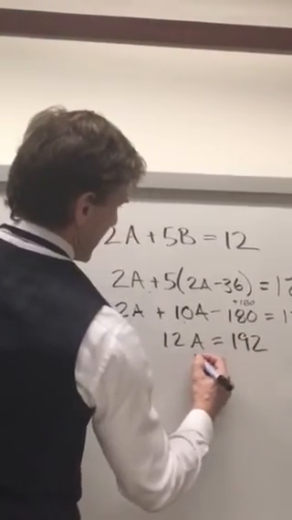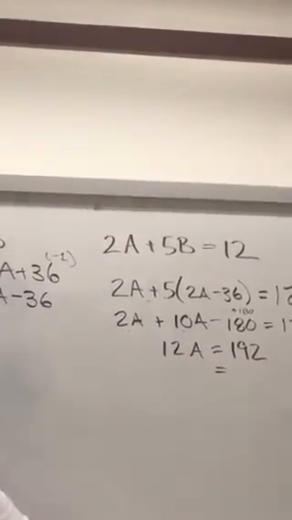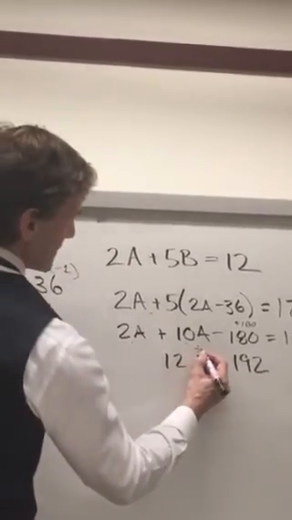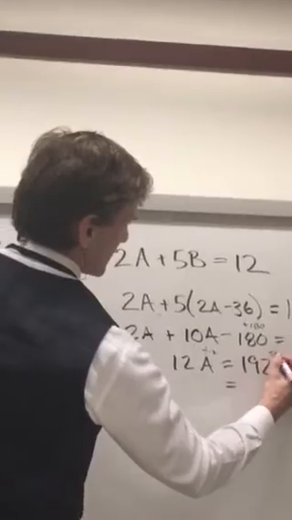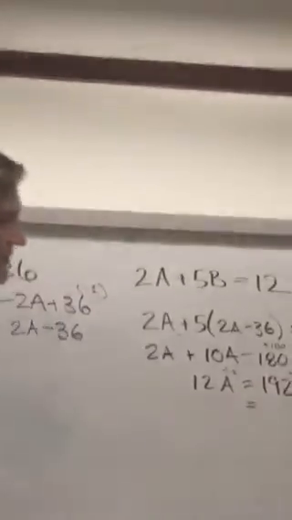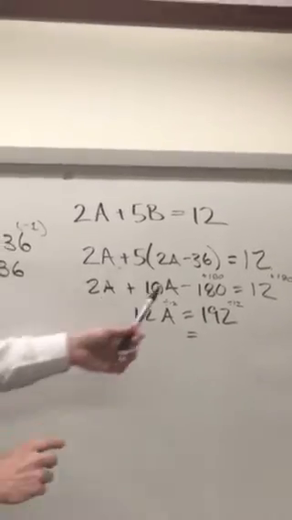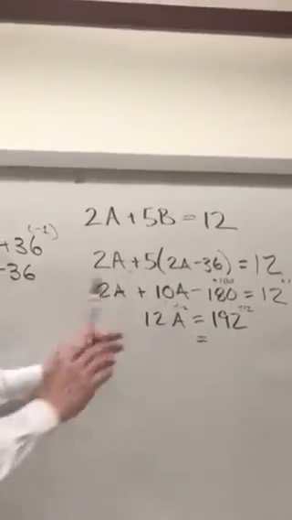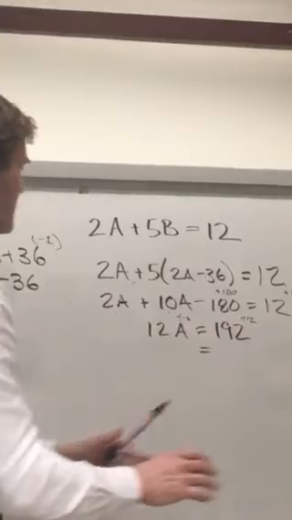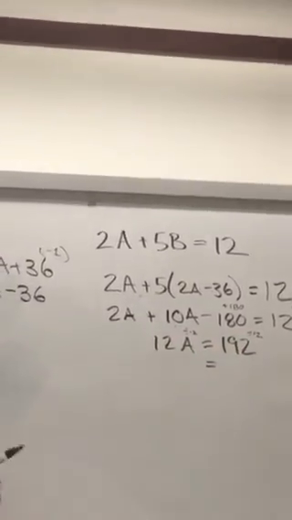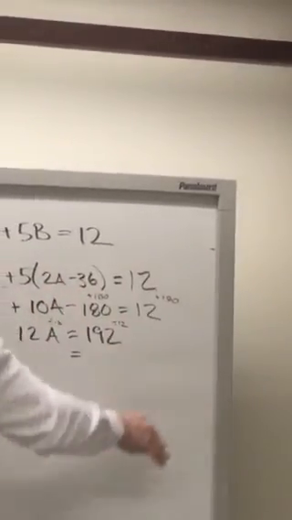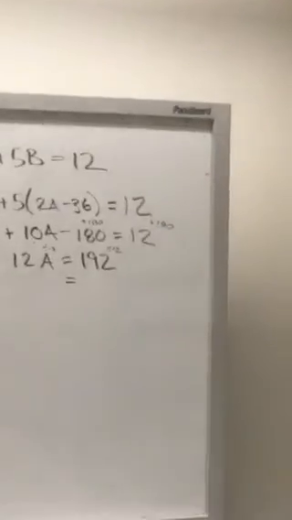To get A, I need to divide both sides by 12 now. Can you explain to me, Jay, why is it that you needed to move the 180 to the other side? What was the reason for that? Because I'm trying to isolate for A. I need everything away so it's just A equals something. So I've got to move it all over and just eliminate it.